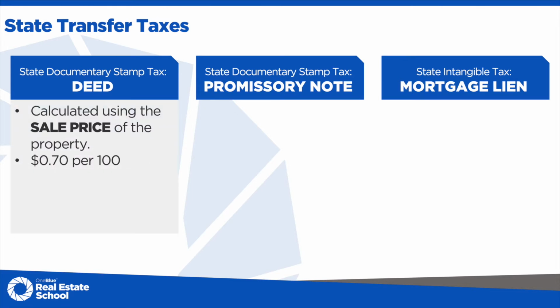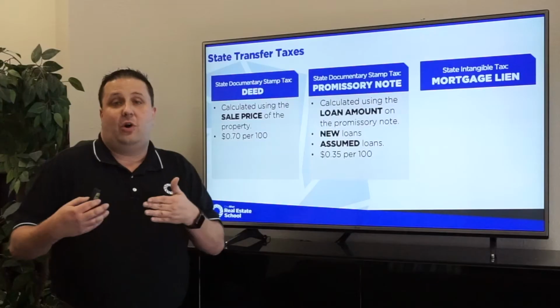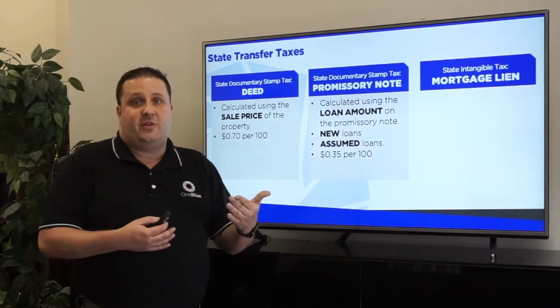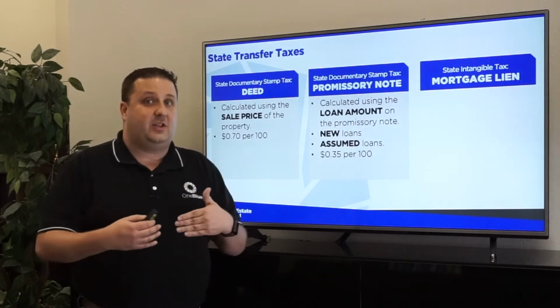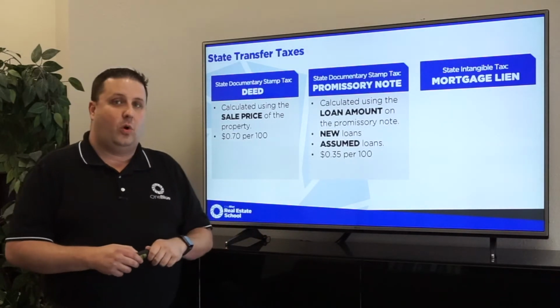The deed is calculated using the sale price of the purchase. So whatever we're selling for, that's 70 cents per 100. For our promissory notes, that we're going to record any new or assumed promissory notes. That's calculated using the loan amount for each of the loans if there is a new and an assumed. Remember, if we're assuming the seller's mortgage, we need to record a new promissory note so that the public gets constructive notice as to who owes the money. That is 35 cents per 100.